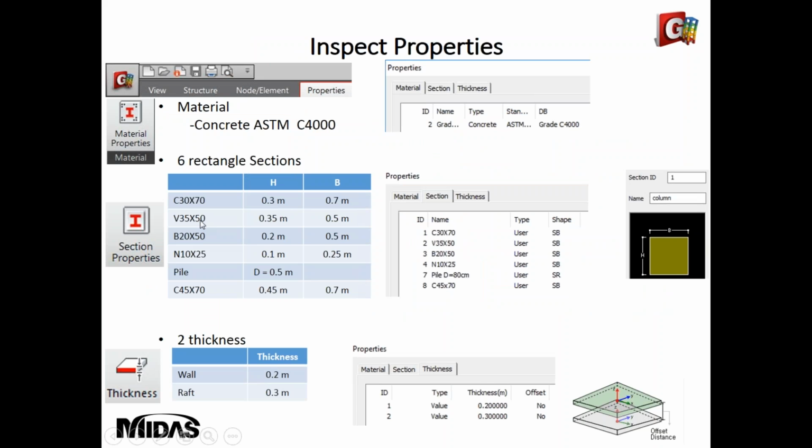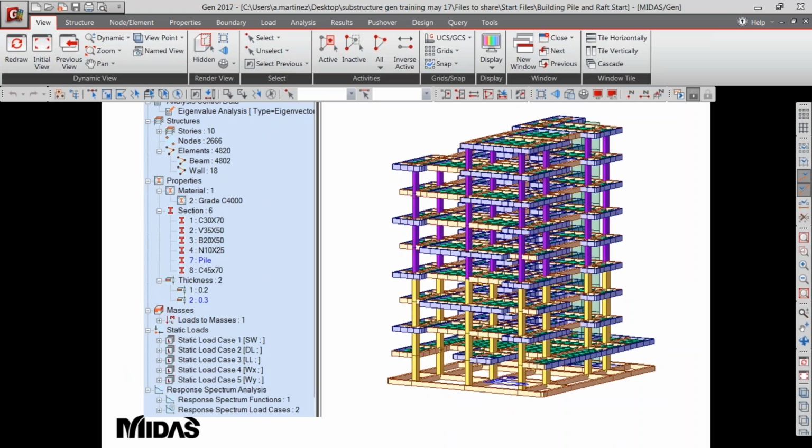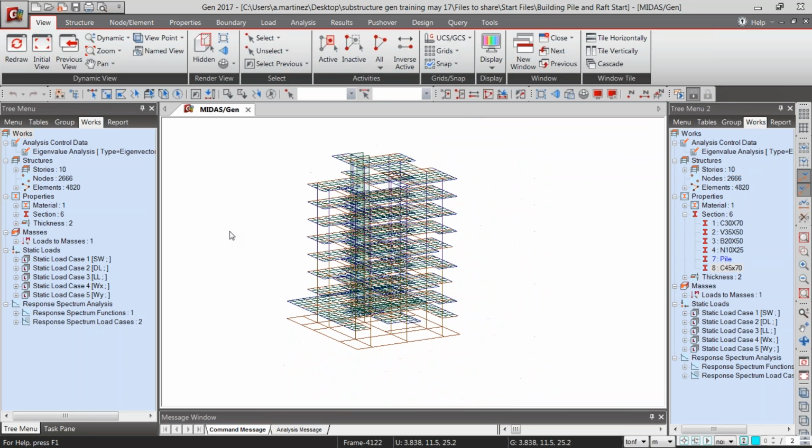Again, the starting file already has the sections and materials designed and assigned. However, what we haven't created yet are the piles and the raft. So we'll be starting off with this model. We notice, and we'll see this also when we open the file, that in the worksheet, the pile sections and the thickness 0.3, which corresponds to the raft, are in blue. That means they have not been assigned yet. So this is what some of these descriptions mean in the program. Let's open up the starting file.